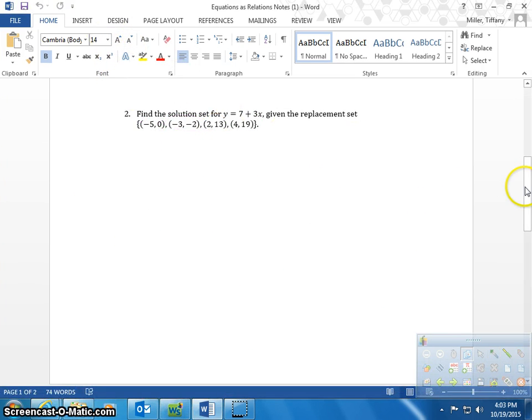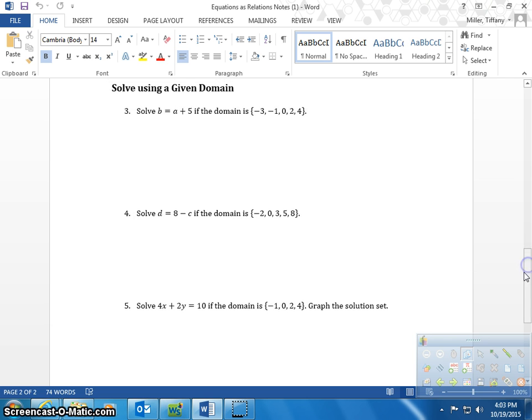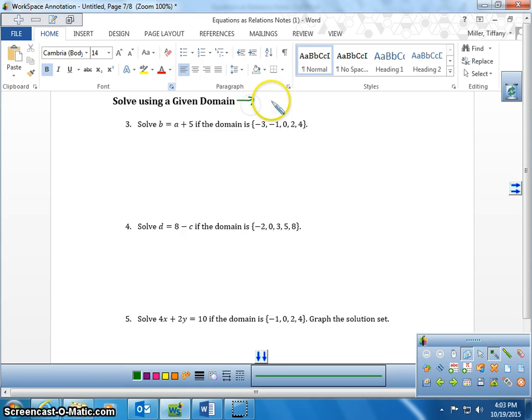On the back side, we're now going to solve given the domain. If you remember from the previous lesson, the domain is the x values, okay? The range is the y values. Well, this equation doesn't have an x or a y. It has a and b. Well, in math, we like to change our variables, right? So, what comes first, x or y?